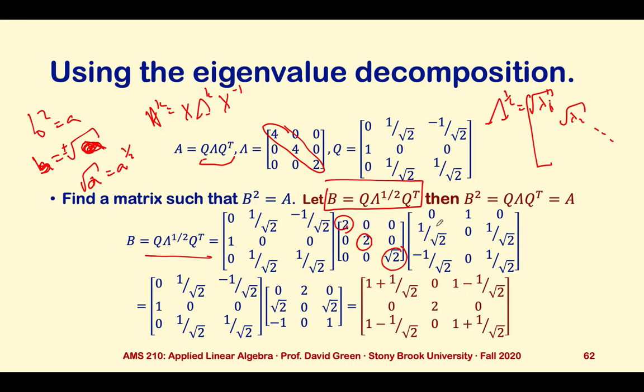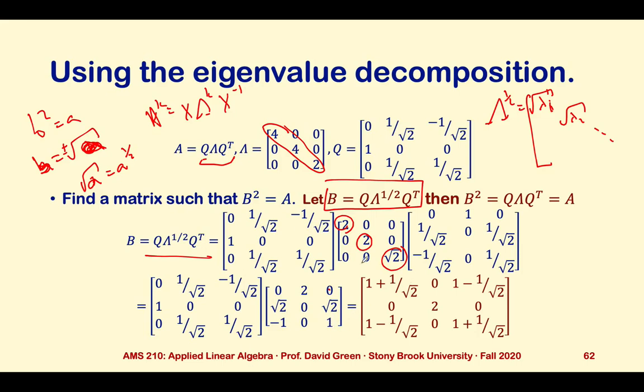Scale the rows of this first matrix. Taking the first product of the rightmost two matrices gives us 0, 2, 0. 2 over root 2 is just root 2, so this second row gives us root 2, 0, root 2. And root 2 over root 2, of course, is 1. And so this third row scaling gives us -1, 0, -1.